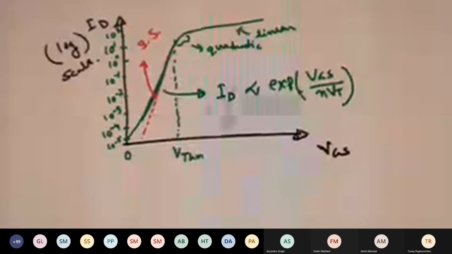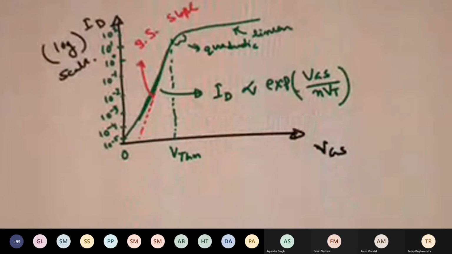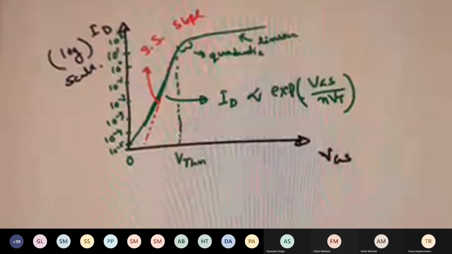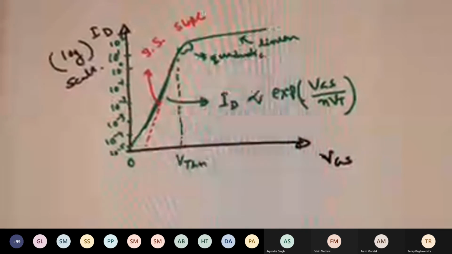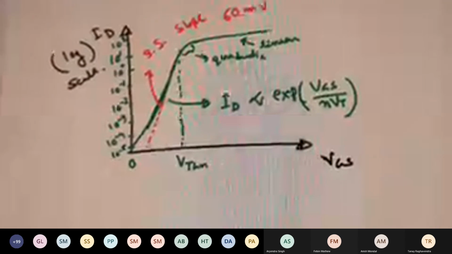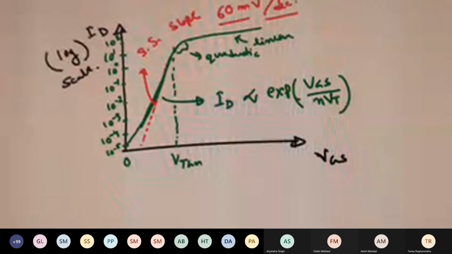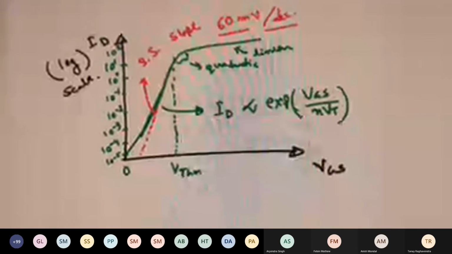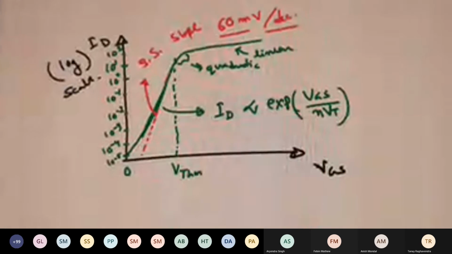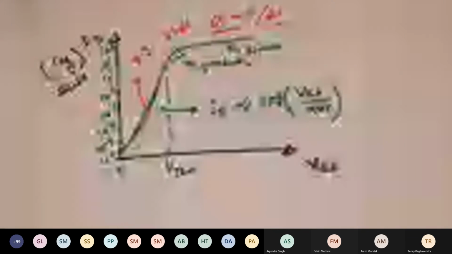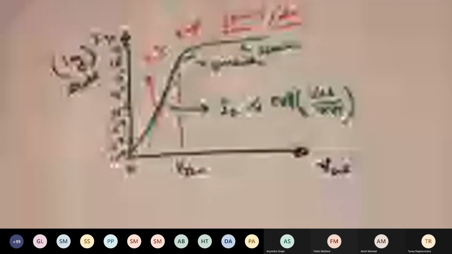This is the SS slope. And for a MOSFET, the slope that you can get is 60 millivolt per decade. So what does that mean? It means that if your gate voltage is changed by only 60 millivolt, your drain current will change by one order, or 10 times. Please try to understand this part.